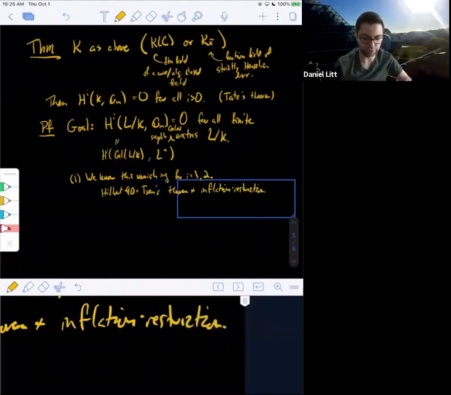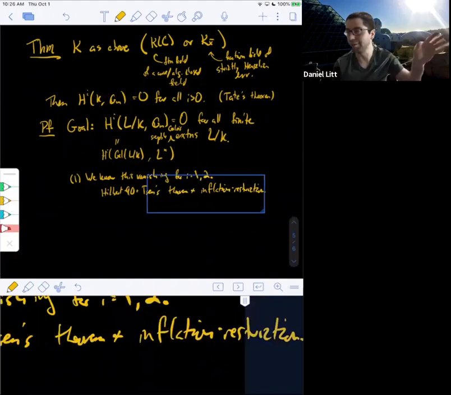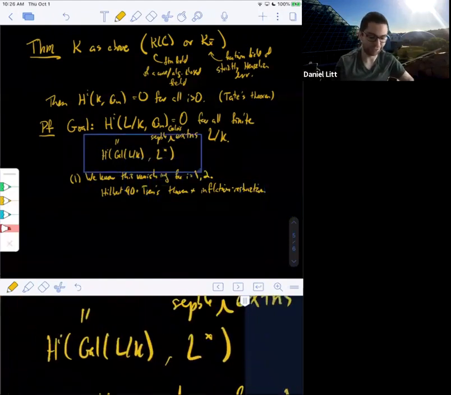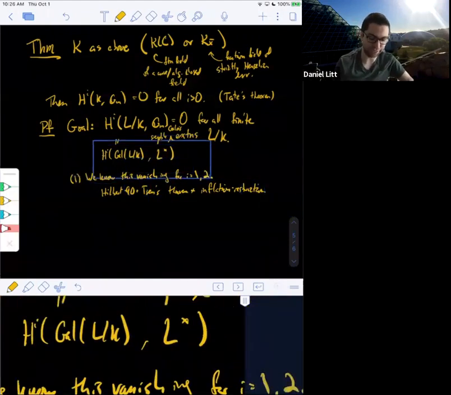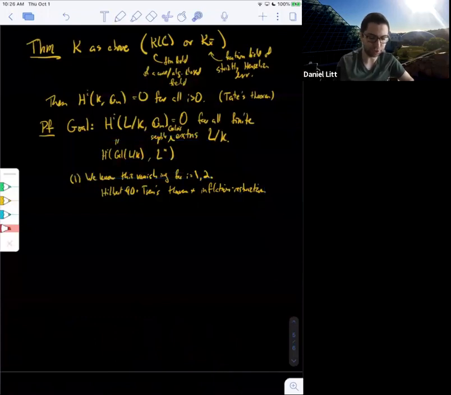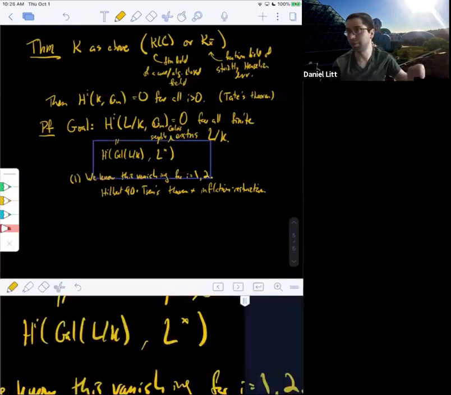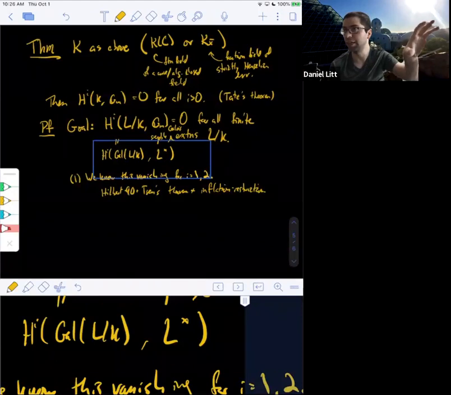In other words, for the inflation, I'm not going to write out the short exact sequence, but there's a short exact sequence relating these cohomology groups to the cohomology of L and the cohomology of K. If you'd like, it comes from the Hochschild-Serre spectral sequence for the map from the absolute Galois group of L to the absolute Galois group of K to the Galois group of L over K.